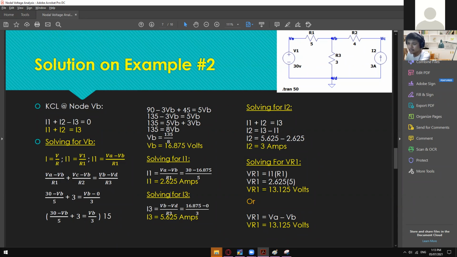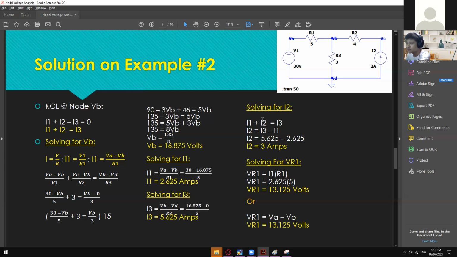And then for the I3, you can use this one, VB minus VD divided by R3. Okay, so VB is 16.875, and then VD is equal to 0, and then R3 is equal to 3. So again, using your calculator, you will have this as your answer, 5.625 ampere.